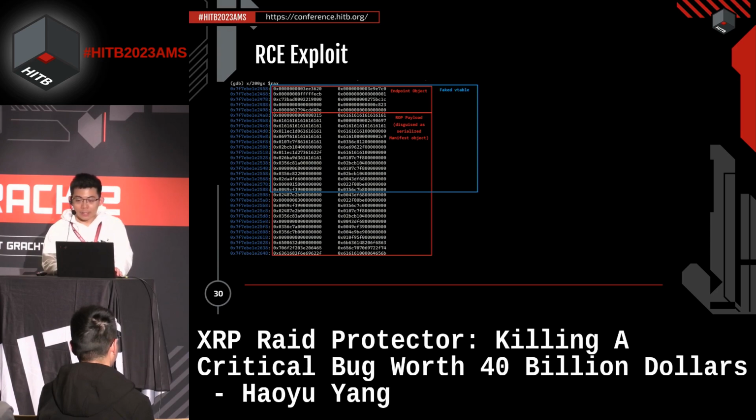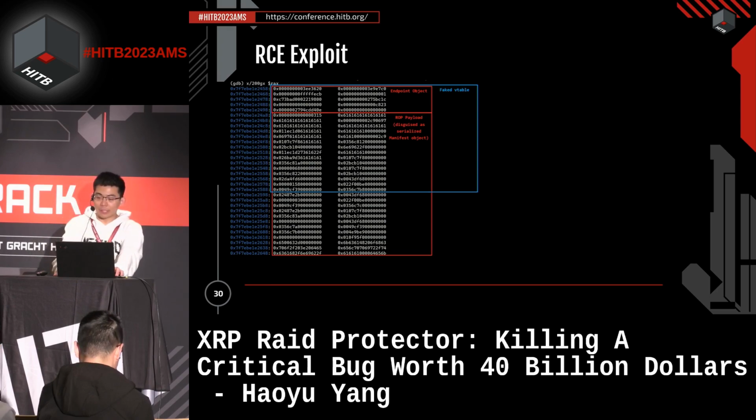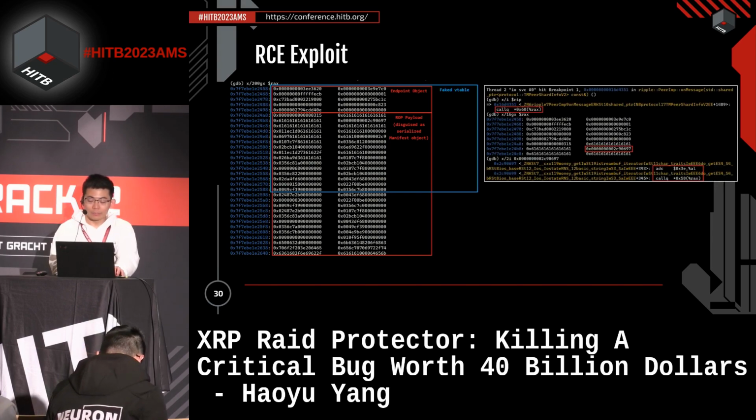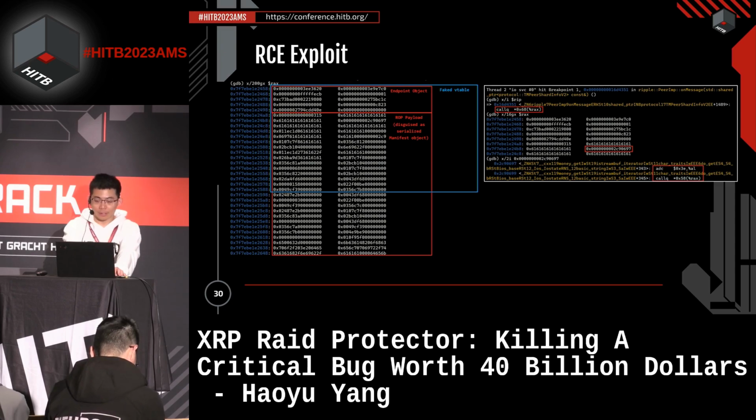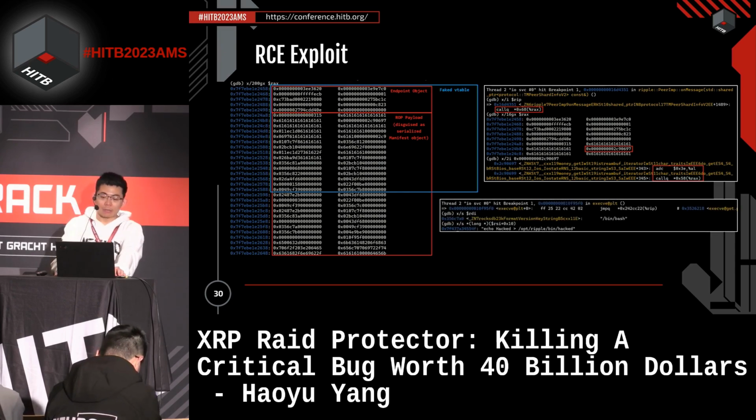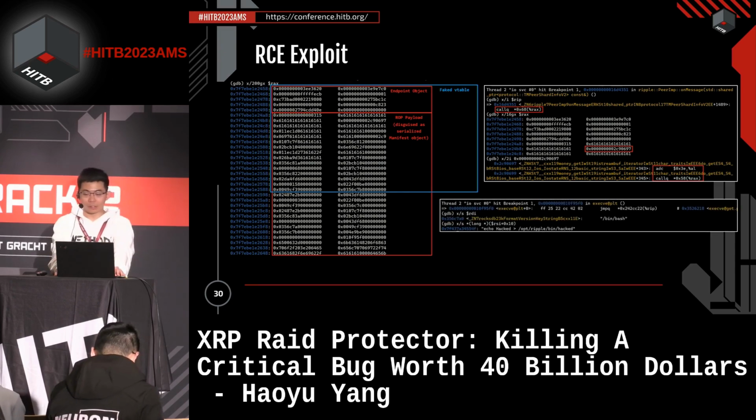We can see that our payload is just below the endpoint object, and the memory range of the faked vtable is marked as blue. Once the specific virtual function is called, the control flow will be hijacked, and the ROP begins. At last, the arbitrary code execution is achieved.